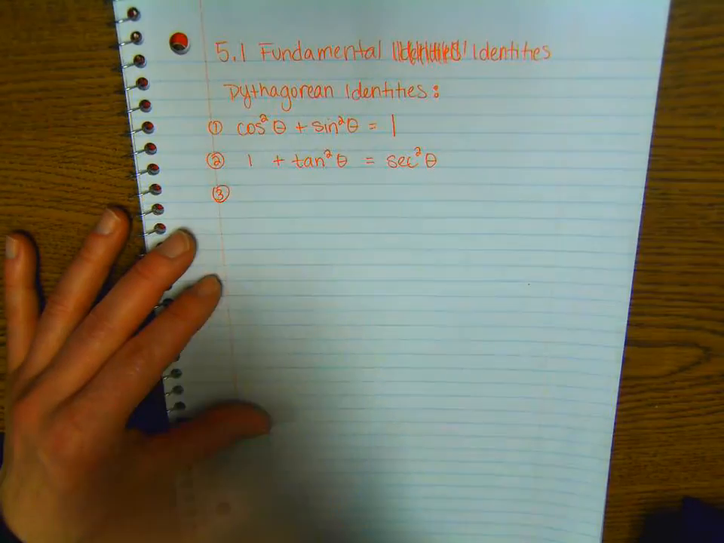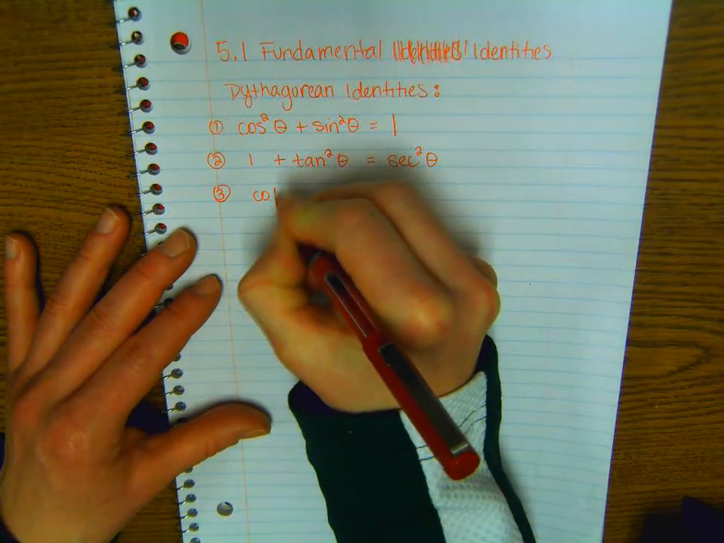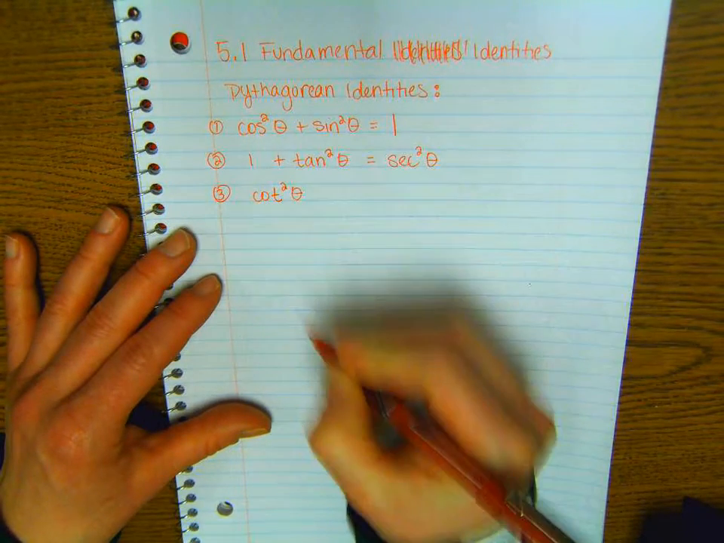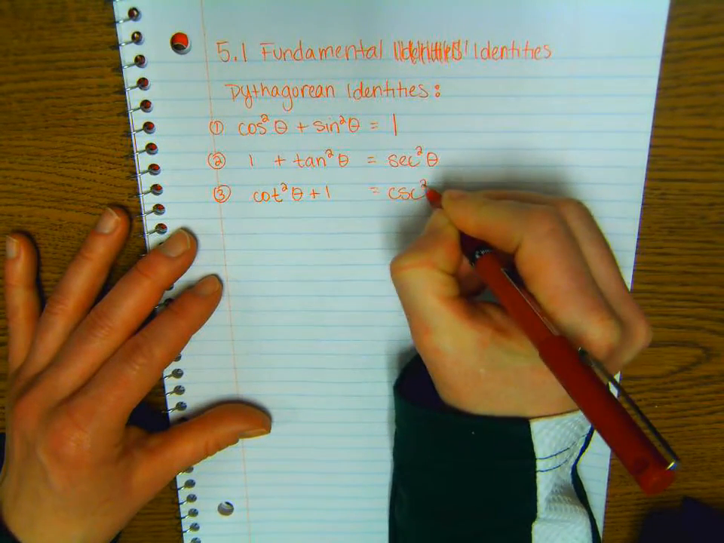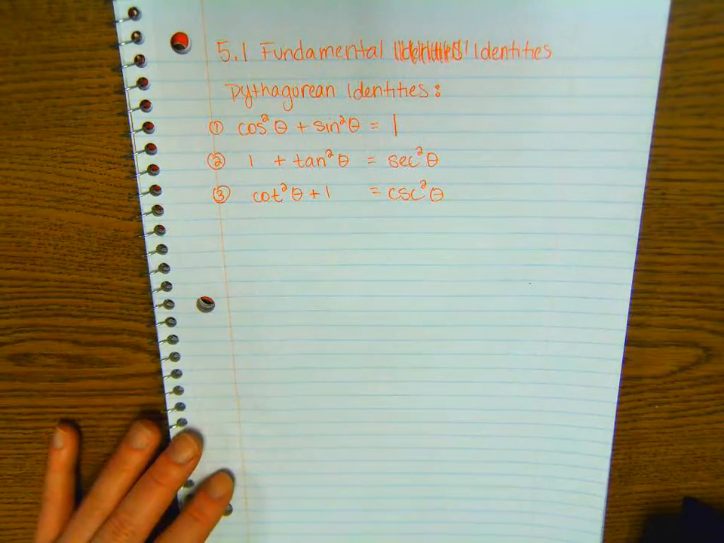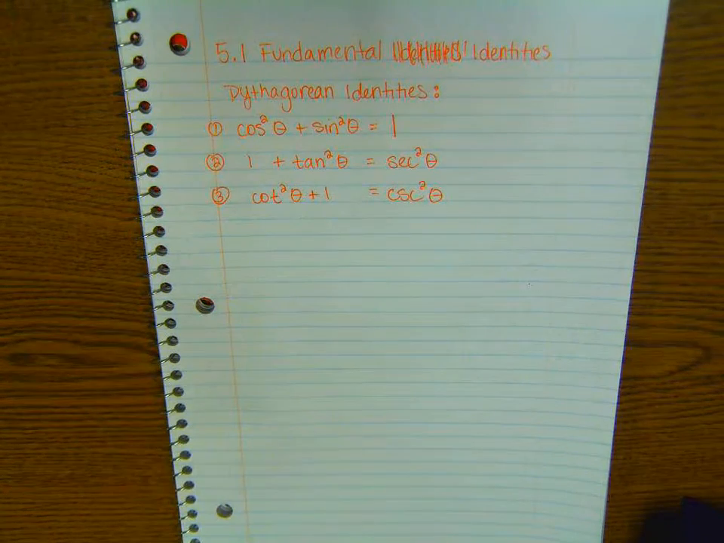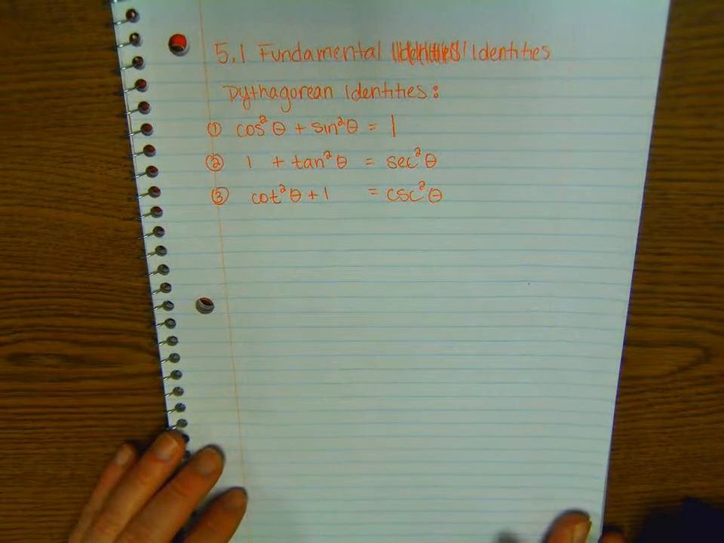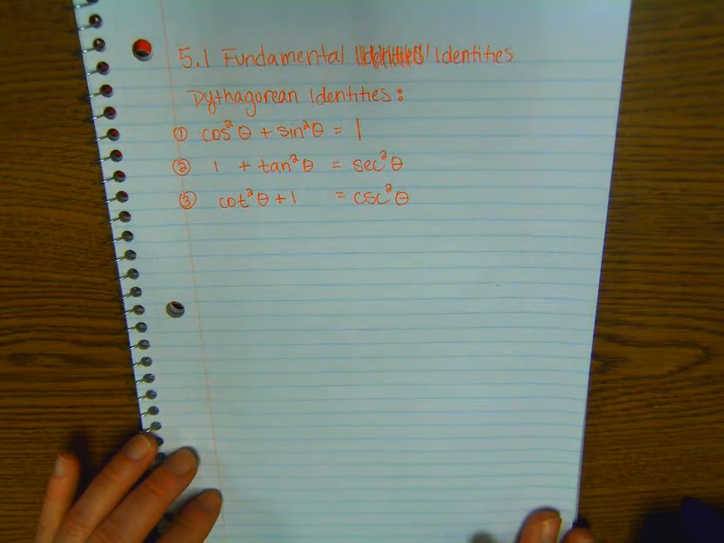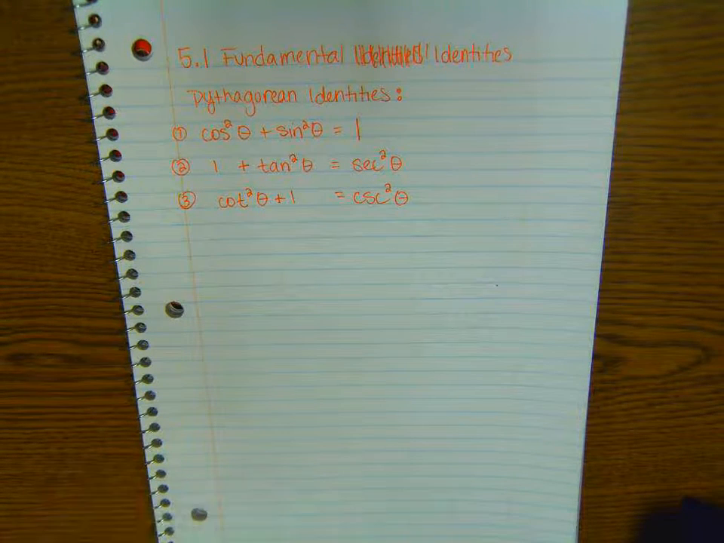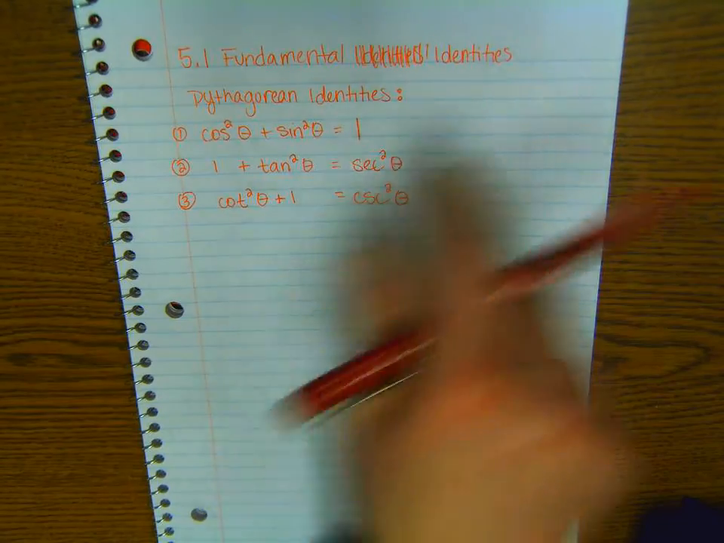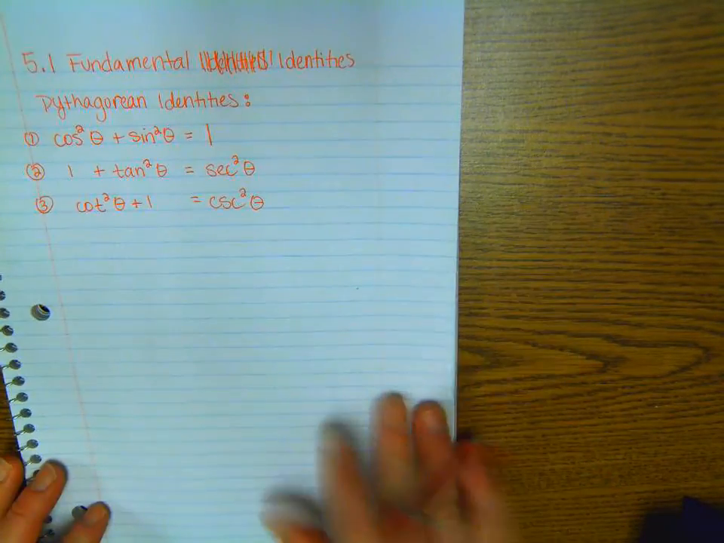And the third is cotangent squared theta plus 1 equals cosecant squared theta. When we get into chapter or section 2, I will actually, using trig properties, prove 2 and 3. But let me show you why 1 is true in a second.